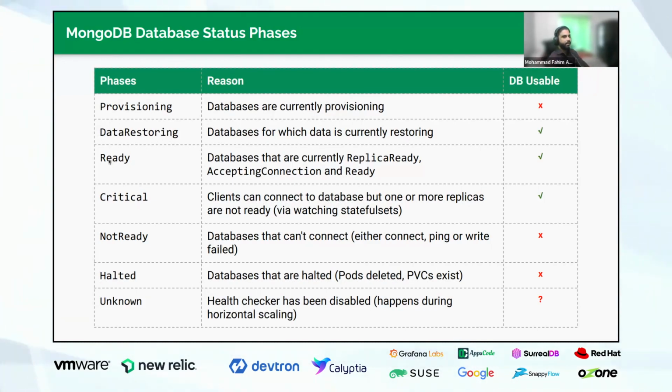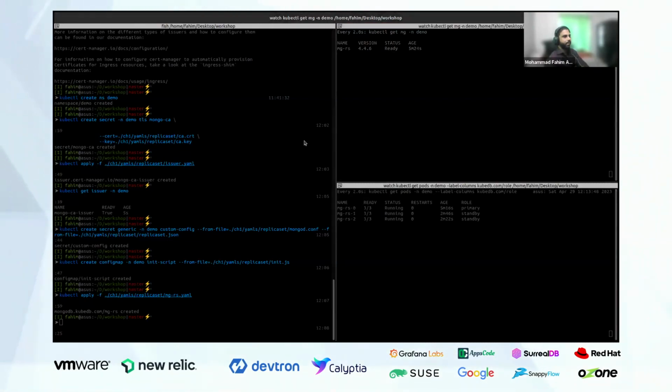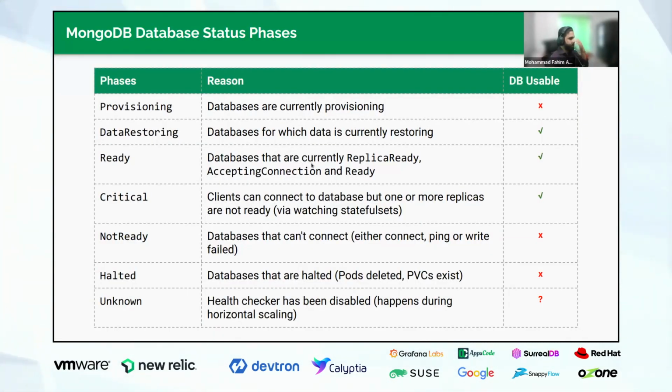And currently we are seeing that our database is ready. That means that our database is accepting connections. All the replicas are ready. You can use the database. Then there is another phase called critical. Critical means clients can connect to the database, run operations, etc. But one or more replicas are not ready. For some reason, one of the pods got deleted, or one of the pods is not working properly. Then we show the database phase as critical, but it doesn't mean that you cannot use your database. We are just warning you that something happened to your database.